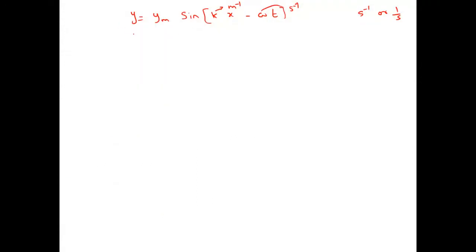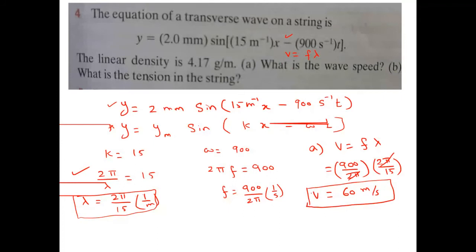So we compare. What equation is given in the question? y is equal to 2 millimeter sine of, the k value is given. What is the k value? The k value is 15x. And what is the omega value? They give the omega value as 900t. Am I right? So by using this general wave equation, we find the lambda and we find the frequency. With the help of this, we easily find the answer for the first question. Clear?